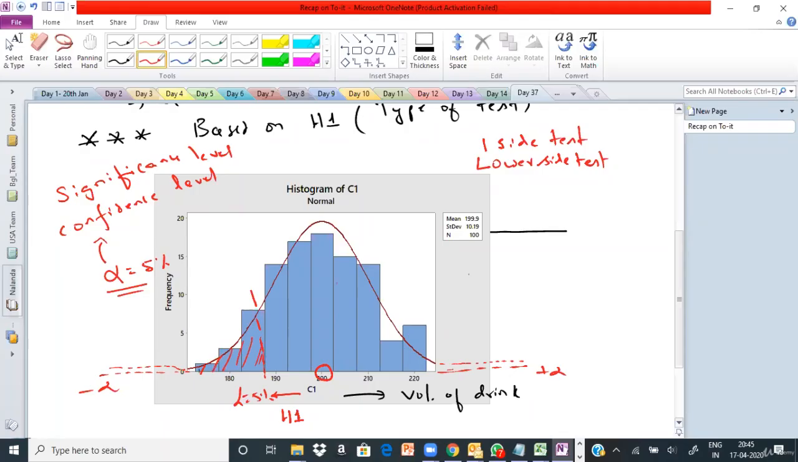This area, the rest of the area is your acceptance region. This is called acceptance region. Acceptance of what? Acceptance of H naught. H naught is nothing but null hypothesis. This one is your rejected region of H naught.